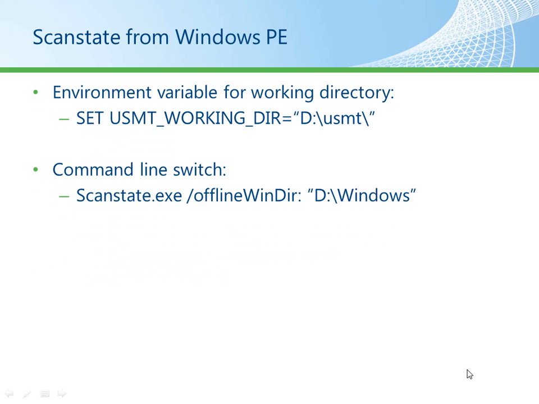So let's take a quick look at the type of commands we'd have to do a scan state from Windows PE. Remember, we had to tell it the working directory, so we'd have to do a set USMT_working_dir equals, and then in this case here, I'm going to put it into the d:\USMT. So that's I'm setting my working directory for the scan. And then the command line switch, we would do obviously the scanstate.exe, and the switch that would go with it is the /offline_windir, and then the colon, and then we'd have to tell it where the Windows directory is that we want to do the scan on. So in this case, d:\Windows.